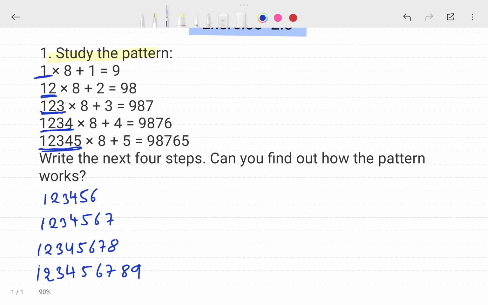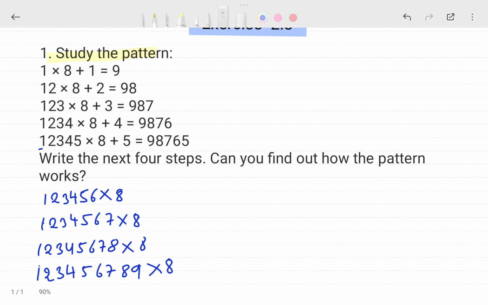Now if you observe this part, it is multiplied by 8 each time. This is multiplied by 8, this is also multiplied by 8, and this is also multiplied by 8. It is the same everywhere.